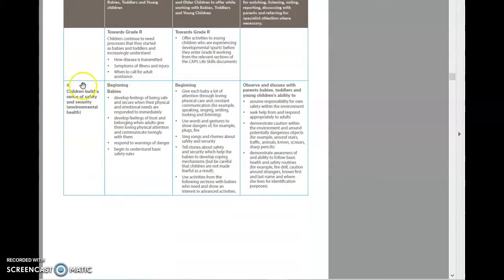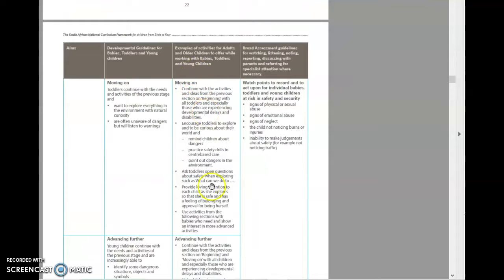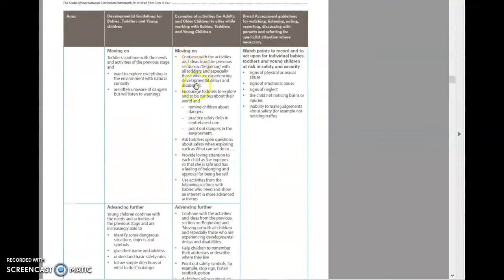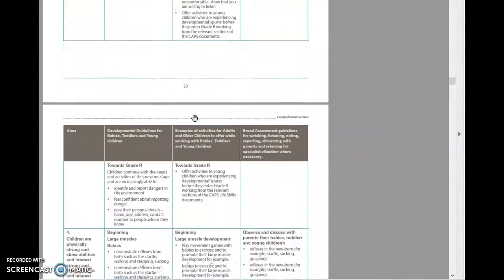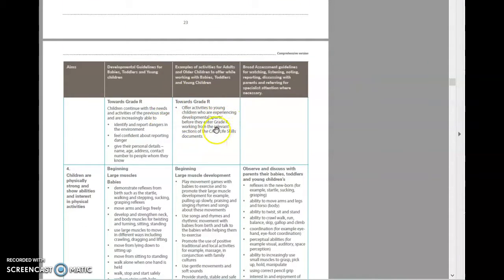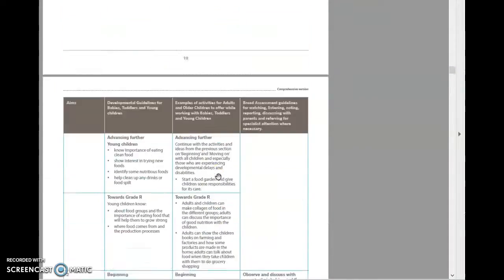Just going to go once more. For the third aim, children build a sense of safety and security. There will be activities listed for babies, beginning. Activities for moving on, those are the toddlers, 2 and 3 years old. Advancing further, those are 3 and 4 years old, and towards grade R. Right, back to the beginning.